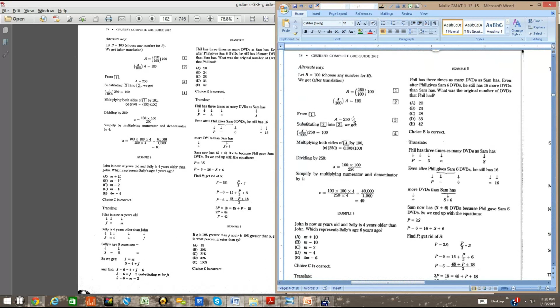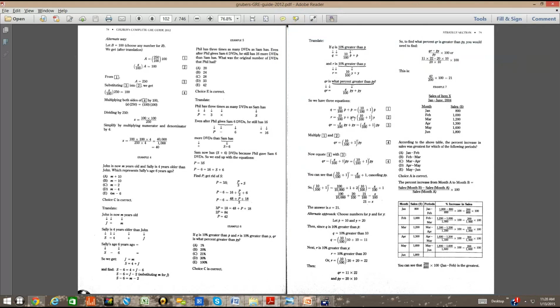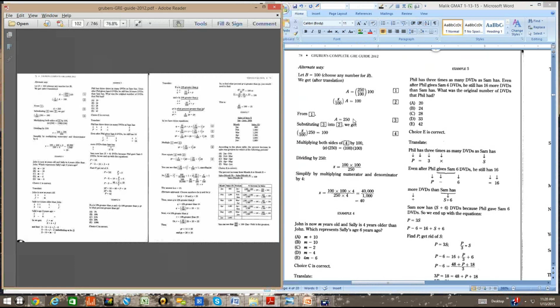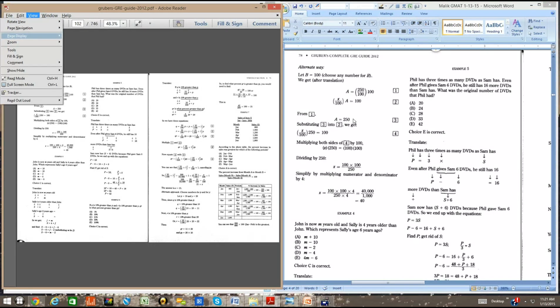This one, example 5. Few pages. Yes, bigger.